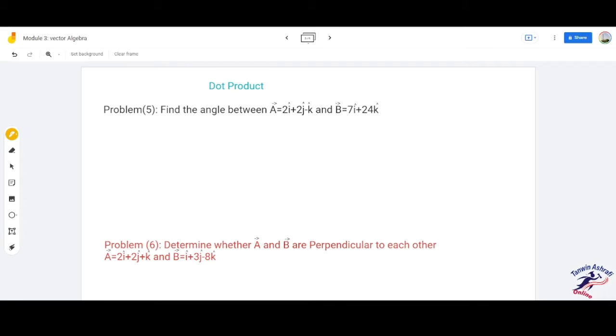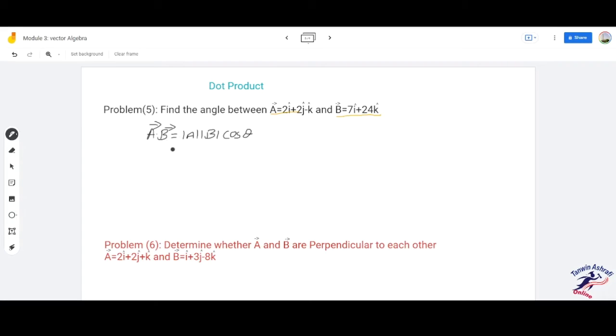Now we will do some problems on dot products and the cross product. Find the angle between A and B. We have a vector A and a vector B, and we need to find the angle between these two. The best way is to find the dot product of A and B, because as we know, vector A dot vector B is equal to magnitude of A into magnitude of B into cos of theta.